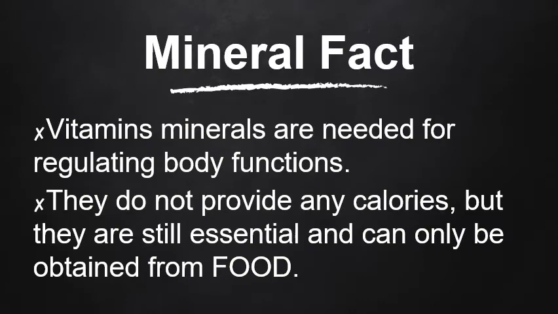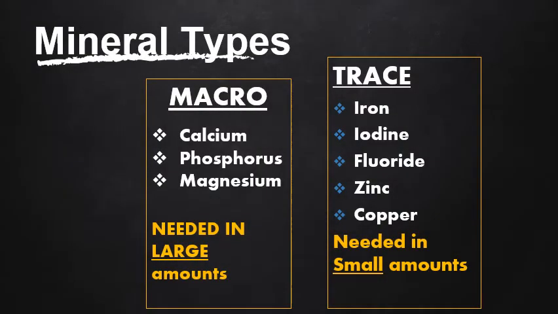Vitamins and minerals are needed for regulating our body functions. They do not provide any calories, again, but they are still essential and can only be obtained from food or supplements. When discussing minerals, there are 2 types. The first type are known as macro minerals. Macro refers to the minerals that are needed in large amounts. Examples of that would be calcium, phosphorus, and magnesium.